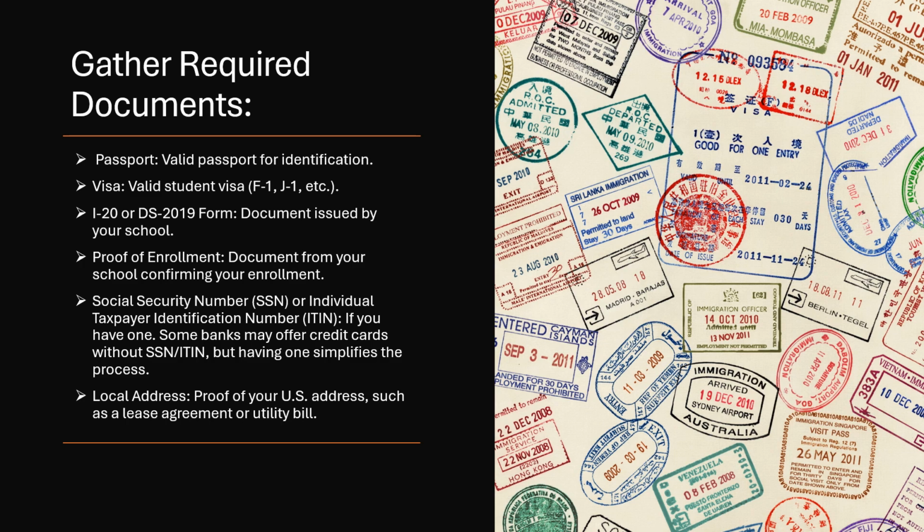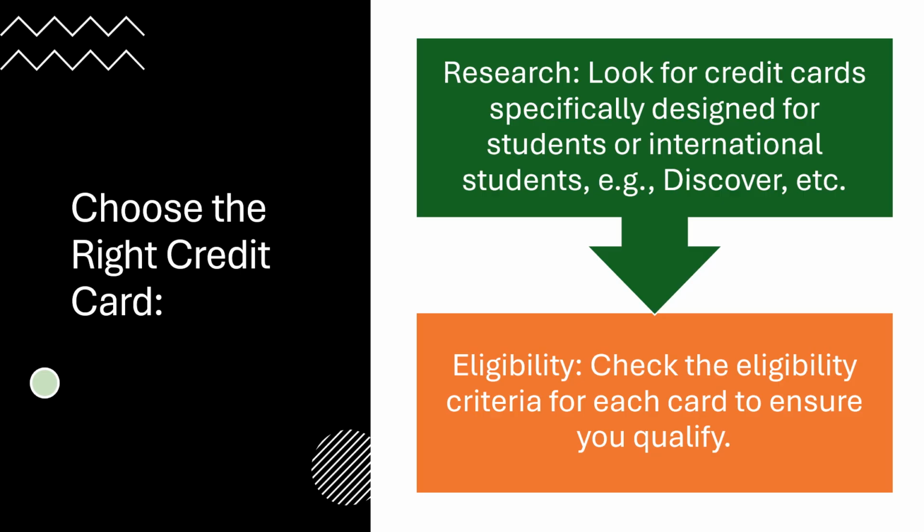You also need to have a local address, that is proof of your US address, such as a lease agreement and utilities, also very important. Then choosing the right credit card. Of course, you have to research online or ask people to recommend credit cards that are very okay for international students.